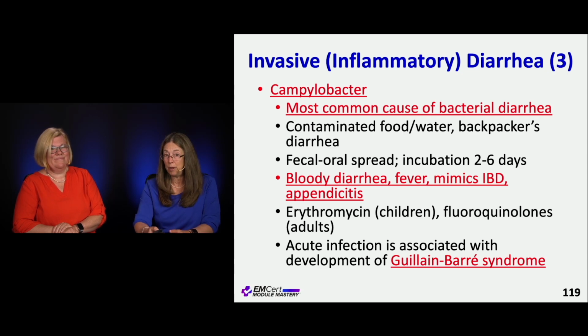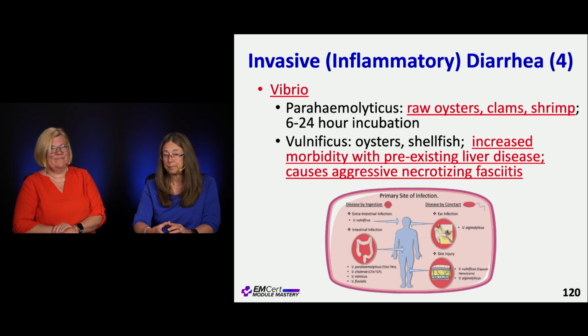Now, the Vibrios are a little bit different. So Vibrio parahaemolyticus, this is raw oysters, clams, and shrimp. It's a relatively short incubation syndrome, but it's not the one that I worry the most about. The one that I worry most about is vulnificus.